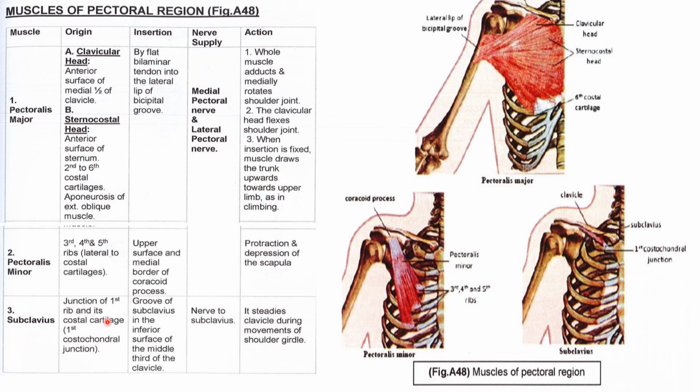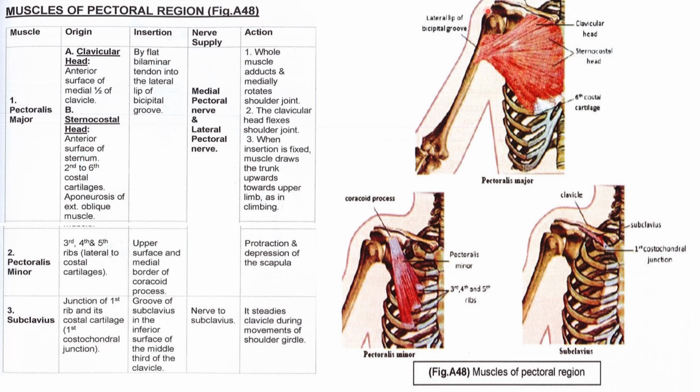Now, subclavius. Okay, so it helps in the movement of the shoulder girdle. Shoulder girdle, girdle is there. So it helps in the shoulder girdle. That's what we saw.